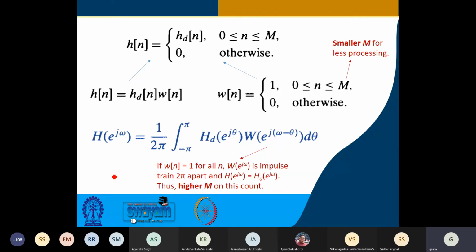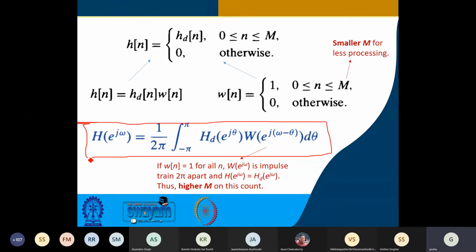Can somebody rephrase it and tell what this convolution equation represents in terms of omega? May I request someone else? One of you please tell what this convolution equation physically represents. What is happening here? Some multiplication, some addition.